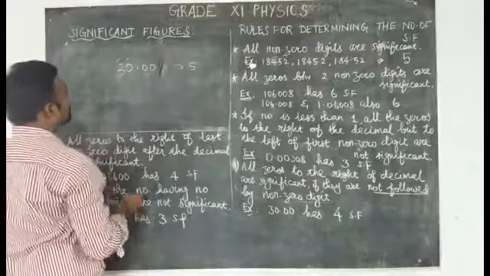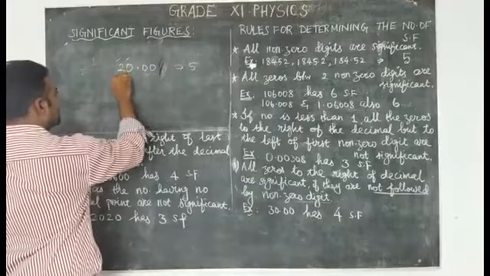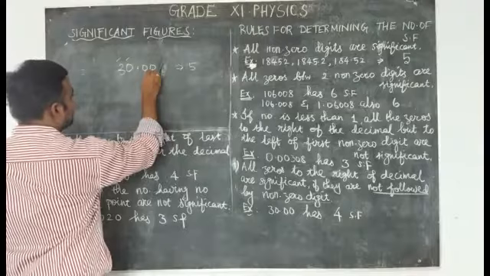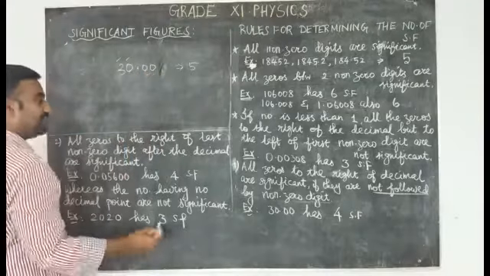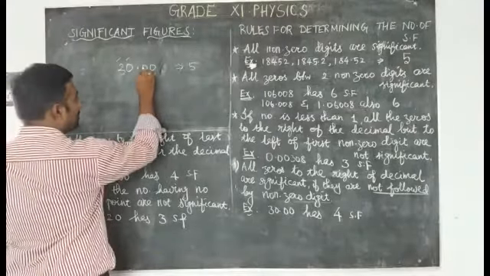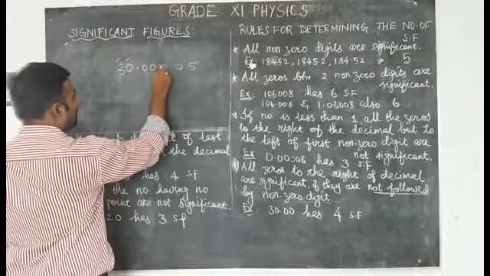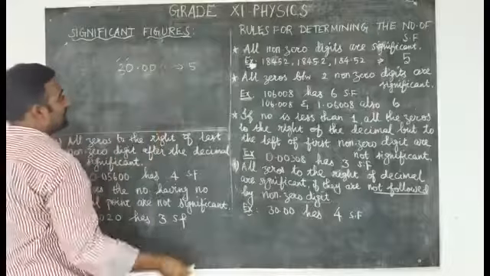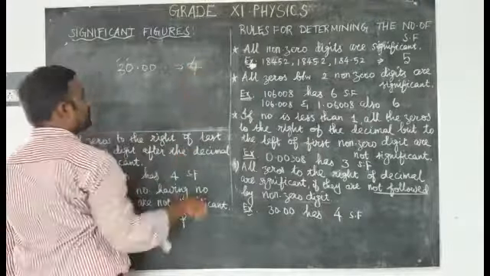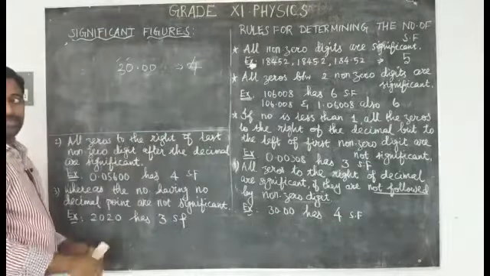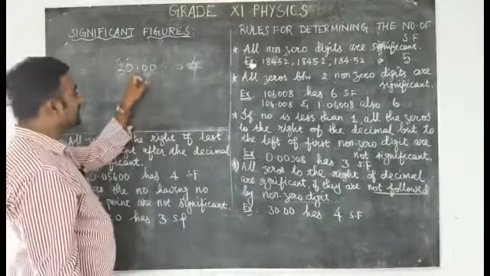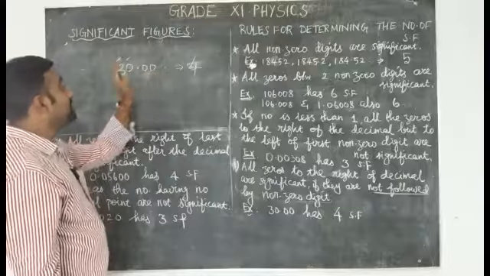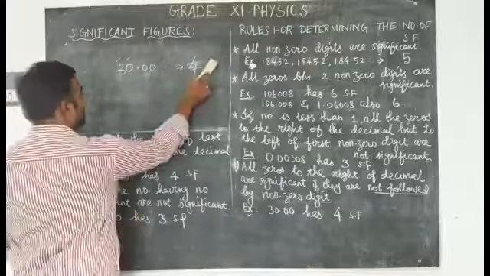In 30.00, the 30 is the uncertain number, and on the right side of the decimal, these two zeros are not followed by any non-zero digits. No number from 1 to 9 comes after these zeros, so these zeros are also significant. So the significant figures will be 4. Understood? So if there is no non-zero digit after the zeros on the right-hand side of the decimal, those zeros are significant.